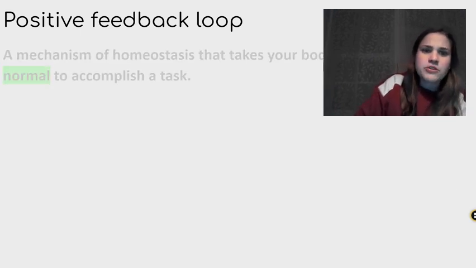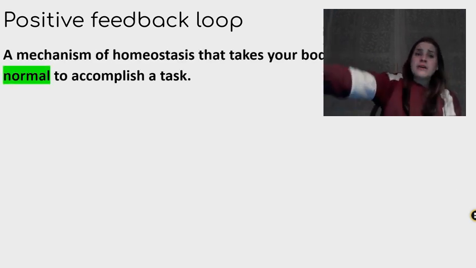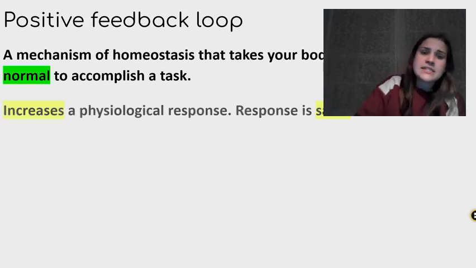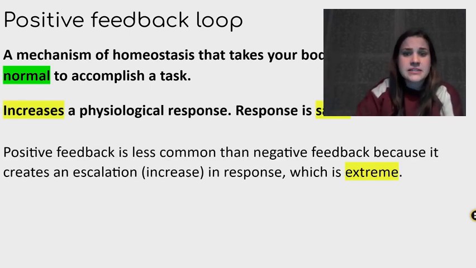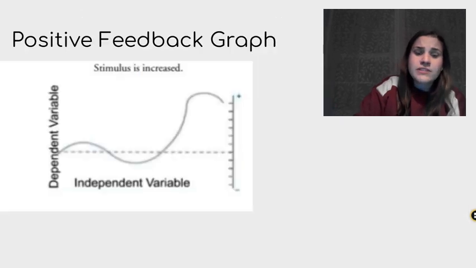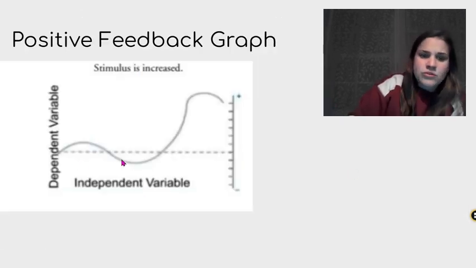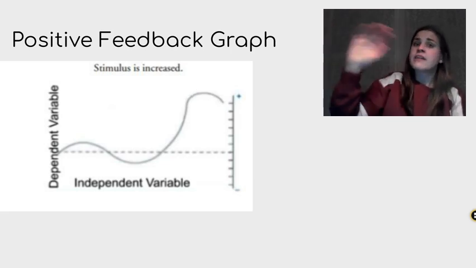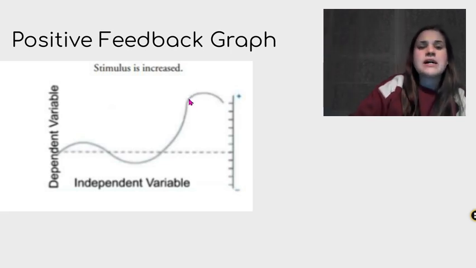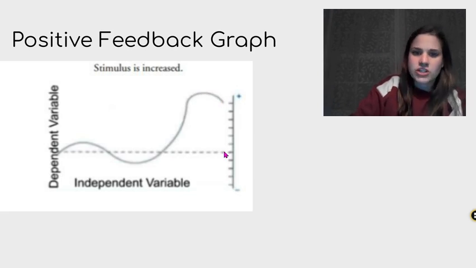Conversely, a positive feedback loop is when you are going away from normal in order to accomplish a task. And so your response is going to be the same as your stimulus. If we were to graph this, you'll see that it's kind of normal, but then it goes further and further away from that normal homeostatic level until you accomplish a task, and then it comes crashing back down.